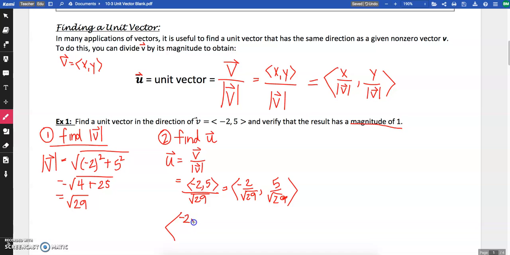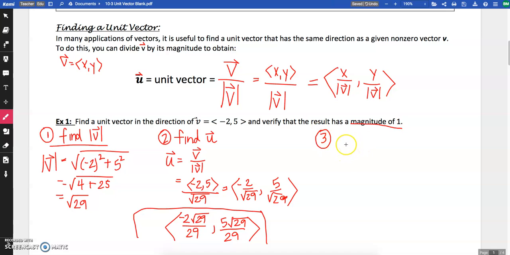Negative 2 root 29 on top over just regular 29 on the bottom, comma 5 root 29 over regular 29 on the bottom. So there's my unit vector. And then the last step here is to just show that this unit vector actually does have a magnitude of 1. So this complicated looking vector and this nice vector here, they'd be going in the exact same direction. This one's just going to be a lot shorter.